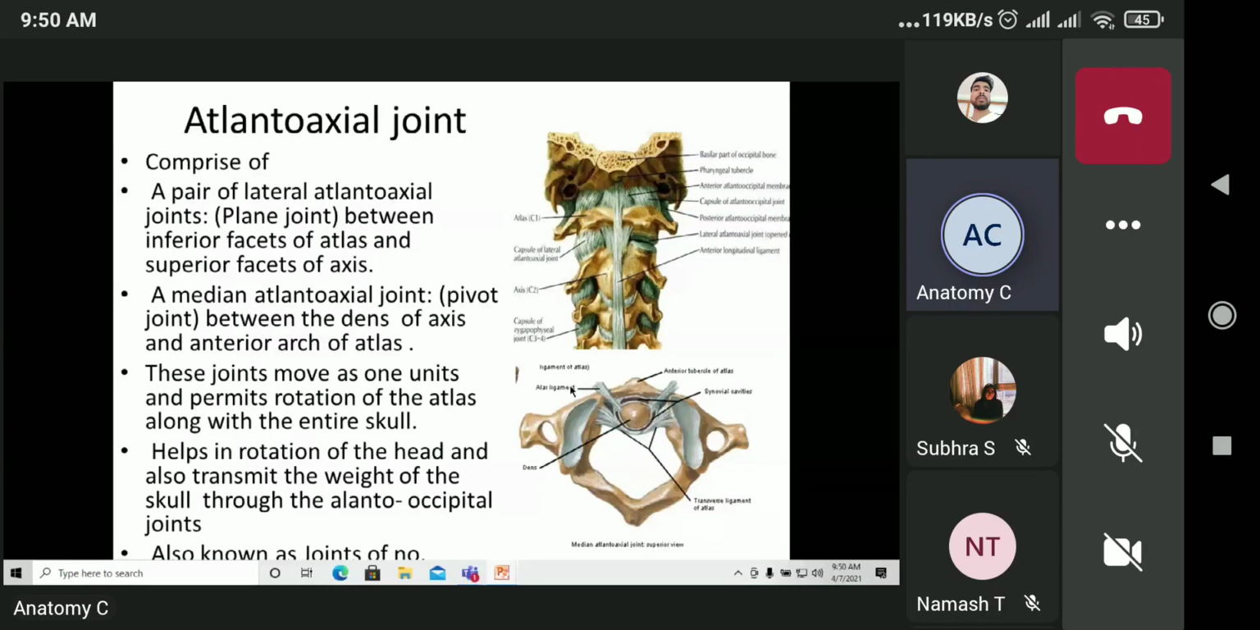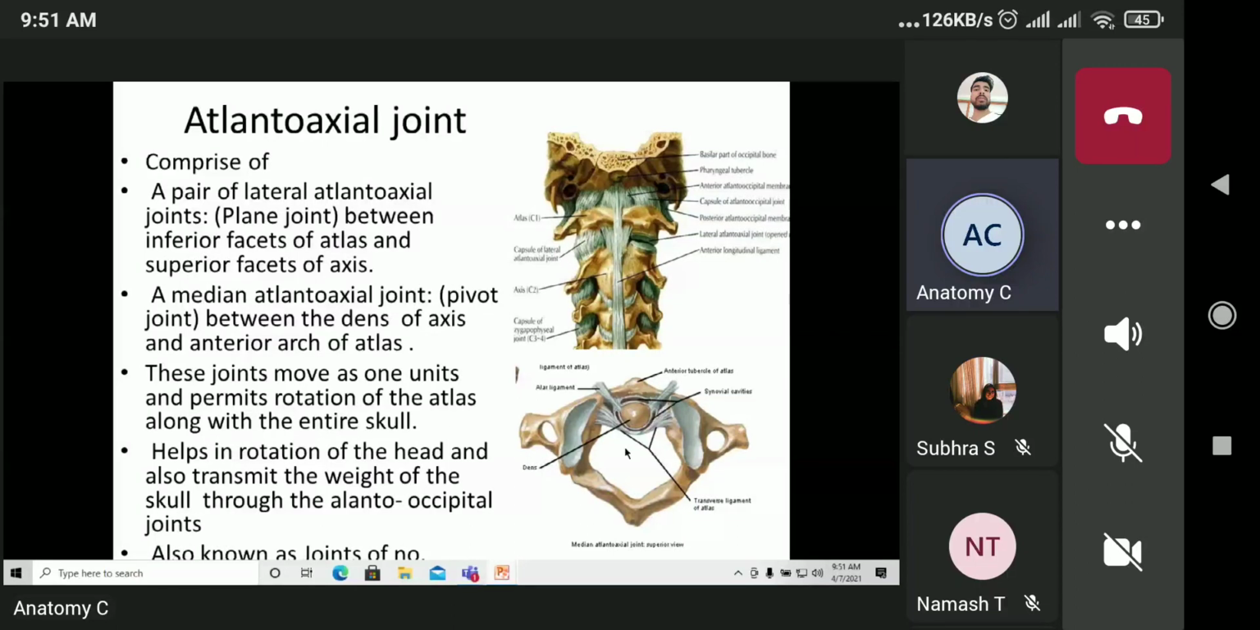So the entire circle will rotate along these three joints. It helps rotation of the head and also transmits the weight of the skull through the atlanto-occipital joint. This joint is also known as the joint of no.